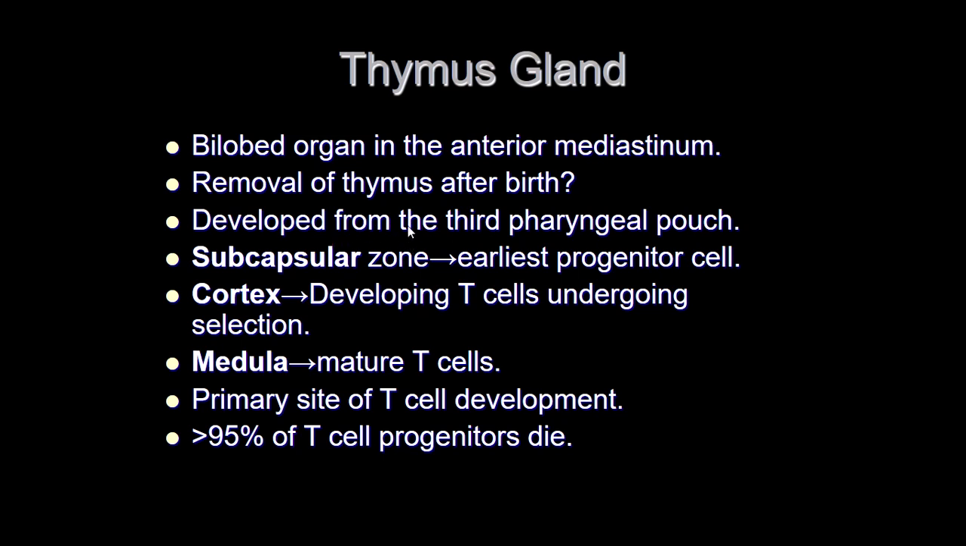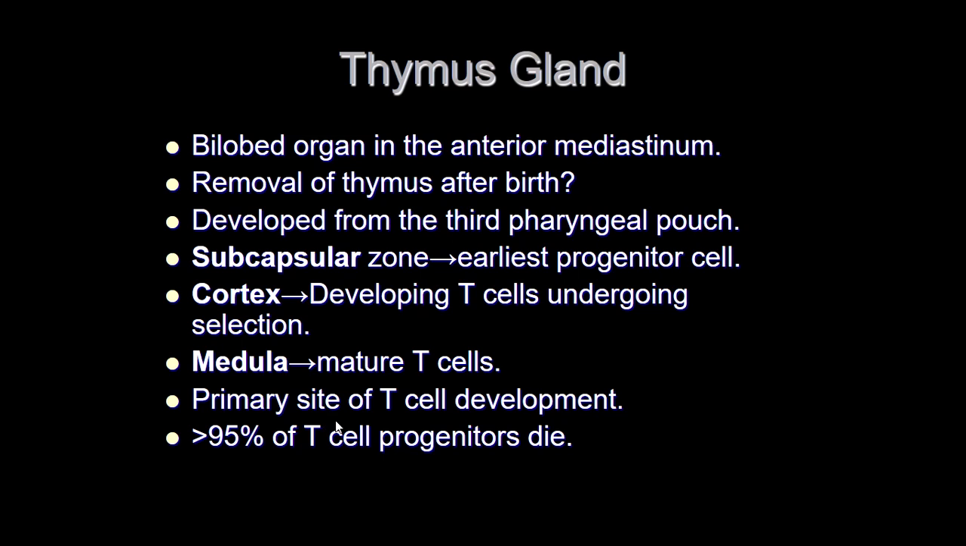The thymus gland usually develops from the third pharyngeal pouch in embryology. So we have the subcapsular zone, the cortex, and then the medulla. Here the earliest progenitor cells will develop in the subcapsular zone, and then we go into the cortex, and then into the medulla after that. These are the developmental milestones of the thymus gland. In the medulla, the mature cells that develop in the cortex will go and be stored over there. So the mature T cells we usually see in the medulla, and the immature or developing ones usually in the cortex.